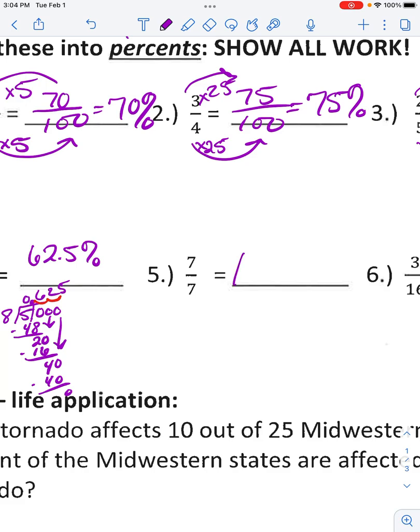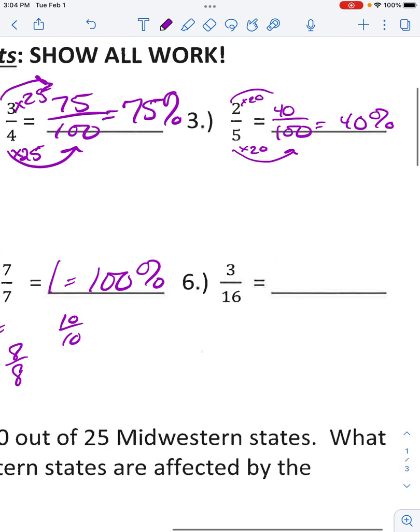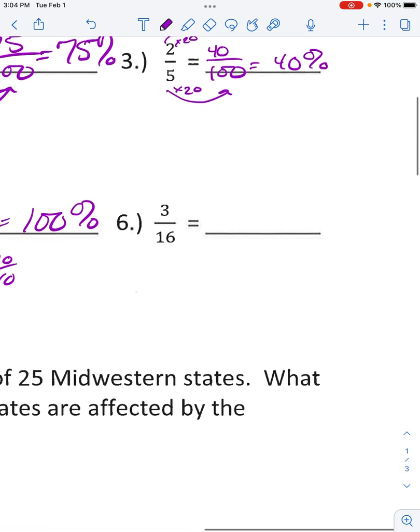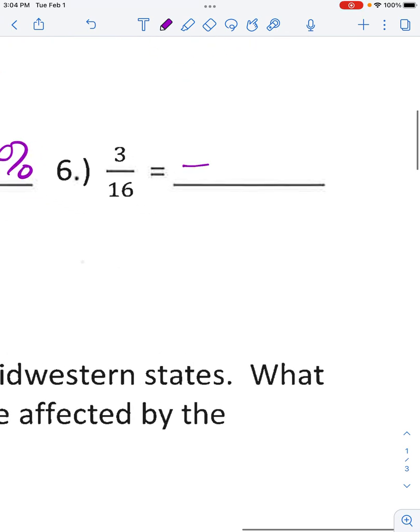7/7 is the same as saying 1 whole. If you get the whole thing correct, that's a 100%. So if it said 5/5, that's 100%. If you got 8 out of 8, that's 100%. If you got a 10 out of 10, that's 100%. 1 whole is 100%. And then finally, number 6, we cannot get from 16 to 100, so you may not do it like that. We have to divide.